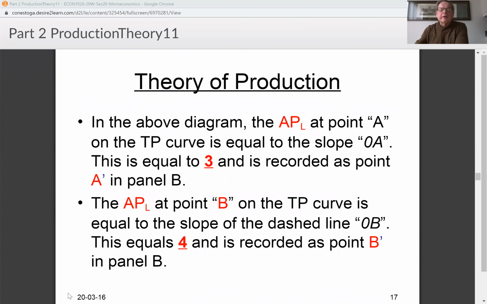So in the diagram of the graph, the average product at point A on the total product curve is equal to the slope of 0A. This is equal to 3 and is recorded as point A prime in the graphs that you have in panel B. The average product of labor at point B on the total product curve is equal to the slope of the dashed line 0B, and this is equal to 4 and is recorded at 4B in panel B.